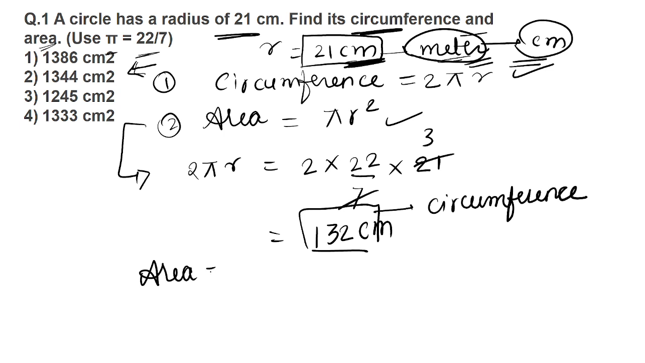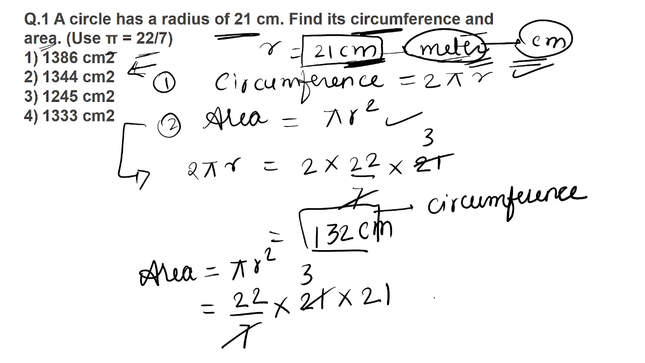Area is equal to pi r square. The value of pi is 22/7. Value of r is 21. So I'll take it 2 times because square is mentioned. So 7 threes are 21, 22 into 3 will give me 66. 66 into 21 will give me 1386 centimeters square.